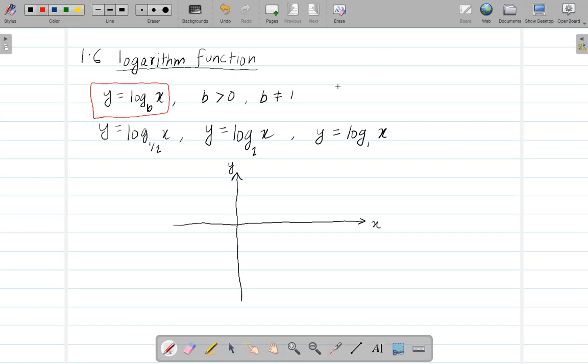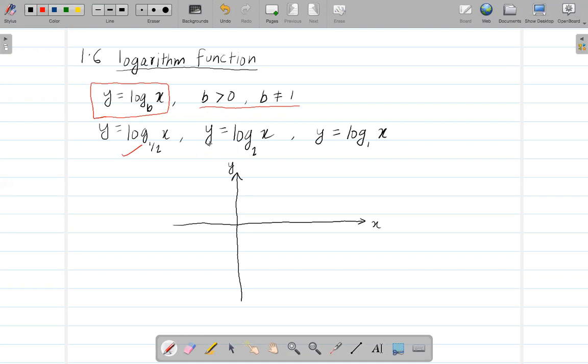It's similar to an exponential function. Even in the exponential function, we had similar conditions. So now for an example of a logarithmic function, let's say we have y equals log base 1 over 2 of x. Is this a logarithmic function or not? Well, it is, because the base 1 over 2 is still greater than 0. So this is a logarithmic function.